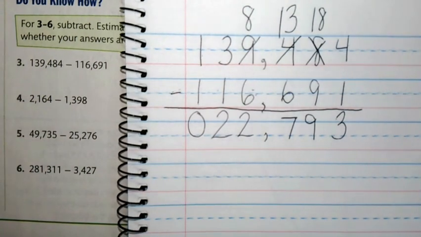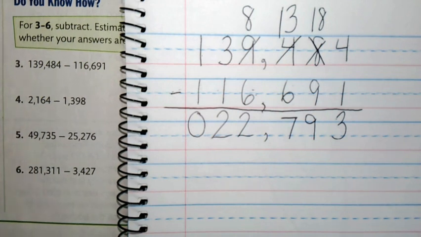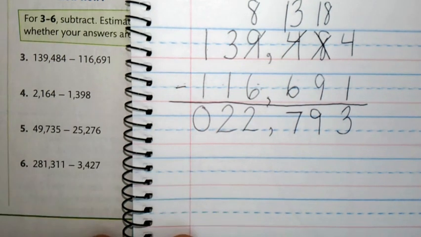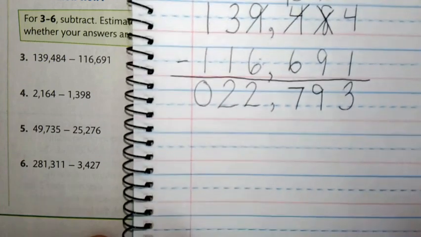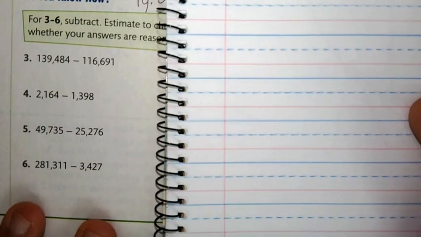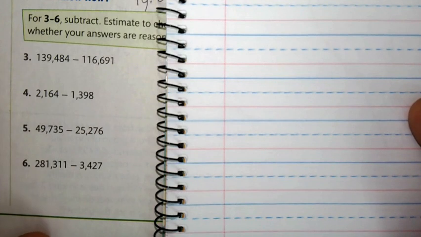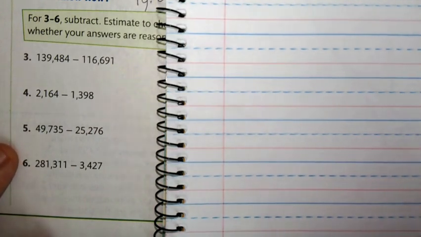22,793. Again, I hope that this is just reinforcing what we've already been working on, because we've done quite a few problems already very similar to this. All right, let's go ahead and check out, we're going to skip number 4 for right now and go down to number 6. All right, so we already answered number 3. Now we're going to go down to number 6.